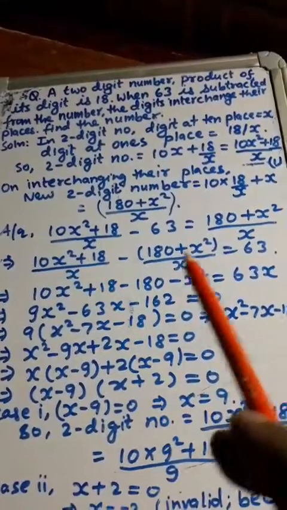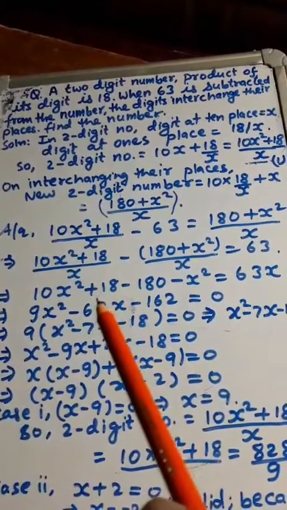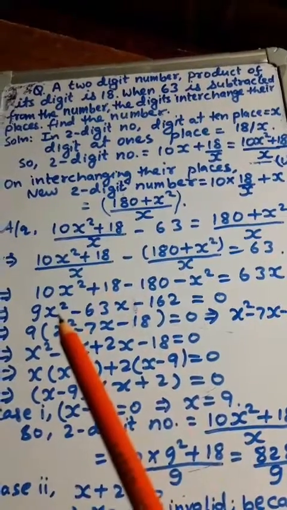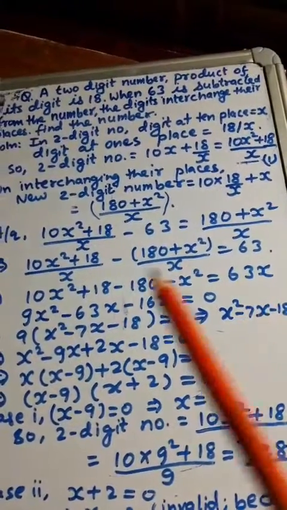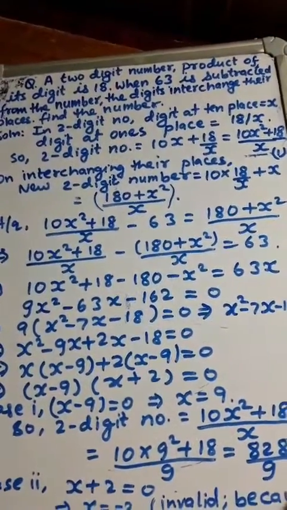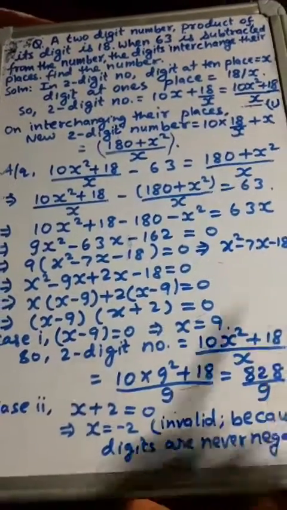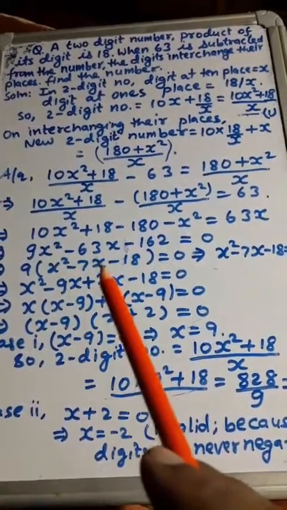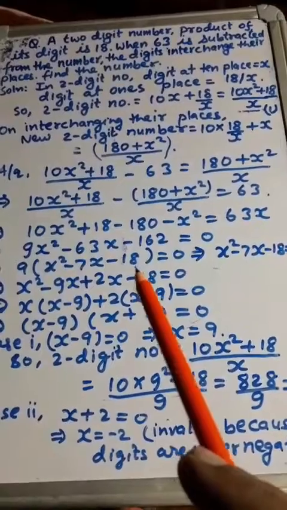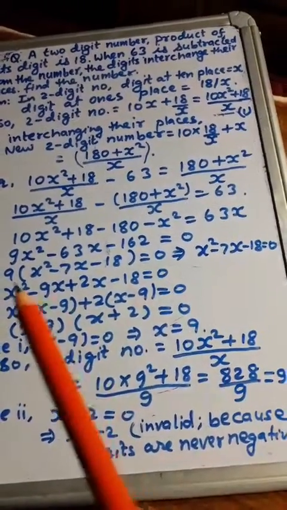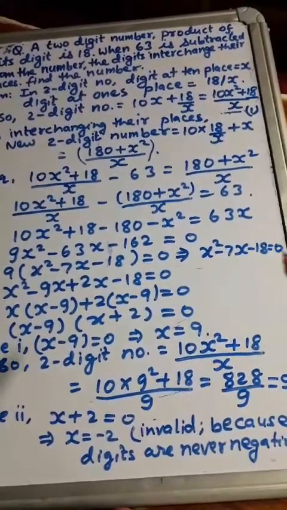And now just break the bracket. 10x square plus 18 minus 180 minus x square. 10x square minus x square, 9x square. 63x will go that side, and 18 minus 180 becomes minus 162. You can take 9 common. Taking 9 common, x square minus 7x minus 18 equal to 0, because 9 will go that side, and 0 divided by 9 becomes 0.